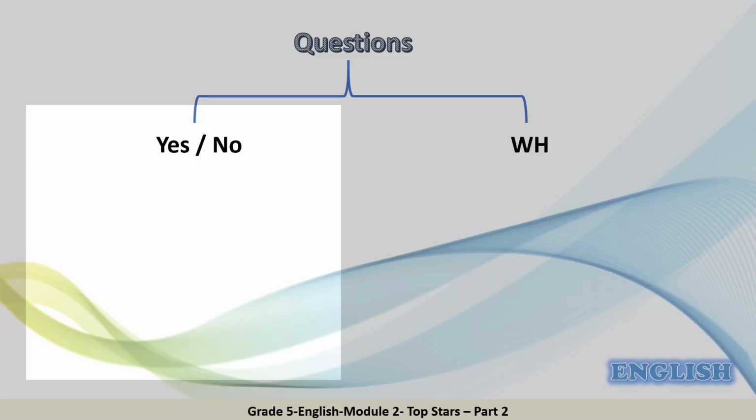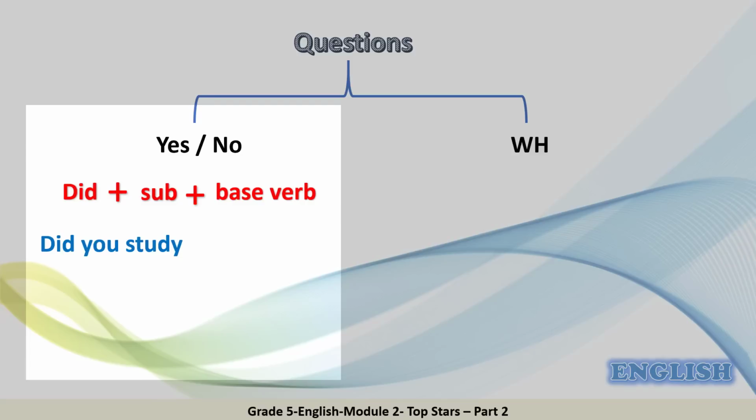You can make the yes or no question by following this pattern. Start with did, then the subject, then the base verb. Example, did you study English? Here I started with did, plus the subject you, and then the base verb study. And then you can complete your question with any completion like English here. And the short answers for such questions are yes, I did, or no, I didn't. Very clear and easy, right?